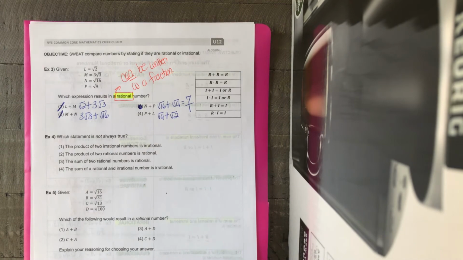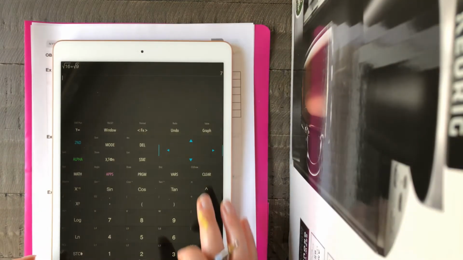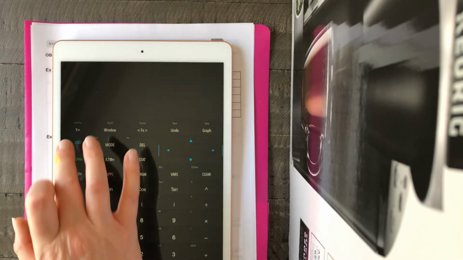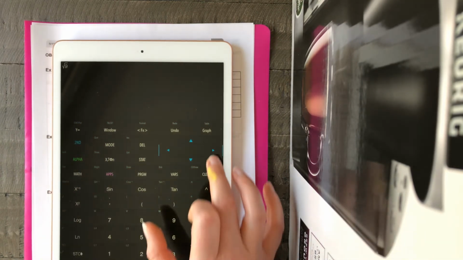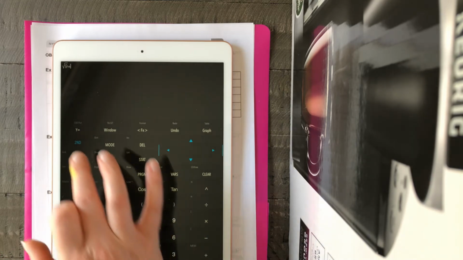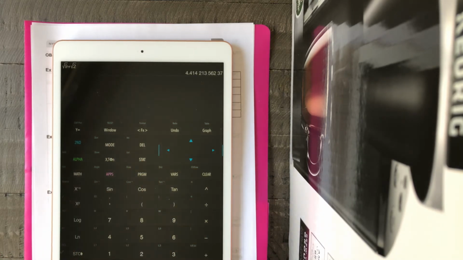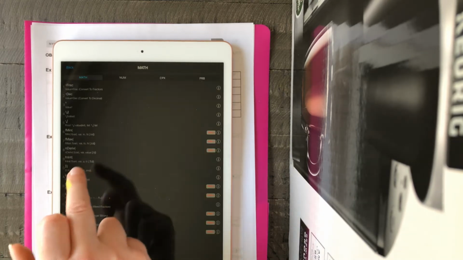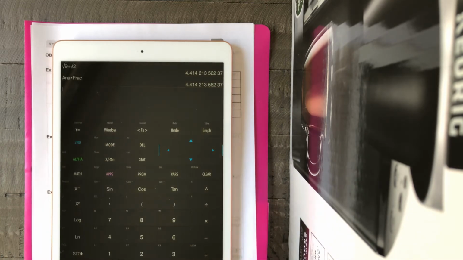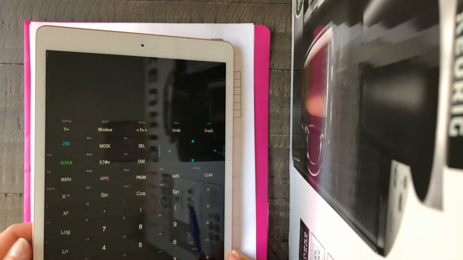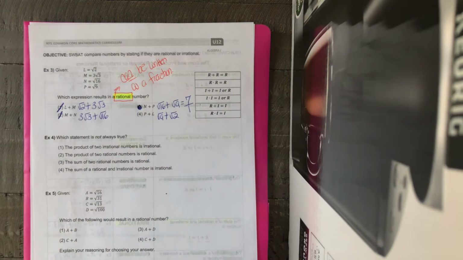But if this was a real test or quiz, you should always be checking everything. So I'm just going to go over choice 4 just to make sure we didn't make any mistakes. If I have the square root of 9, arrow out, plus the square root of 2, I get that big decimal. Can I turn it into a fraction? No. So I know that choice 3 was definitely the answer. Okay, I'm going to go to number 4.